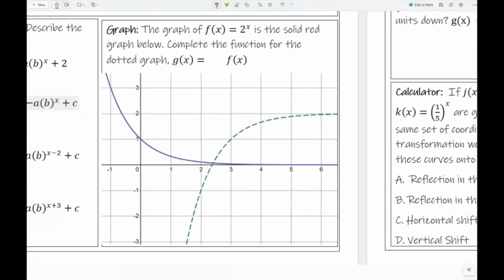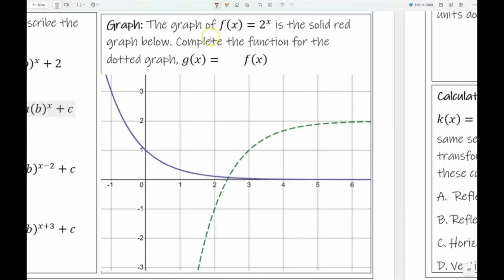So now that you know that, we're going to come here with no calculator. All right, so we're given a graph. It's a solid red. Oh, well, it's not red. Mine is purple. I think yours is red. All right, complete the function for the dotted graph. So this dotted graph has had some movement happen to it. So if I'm looking at this, in order to become the dotted, for one, I can see that it's flipped, right?